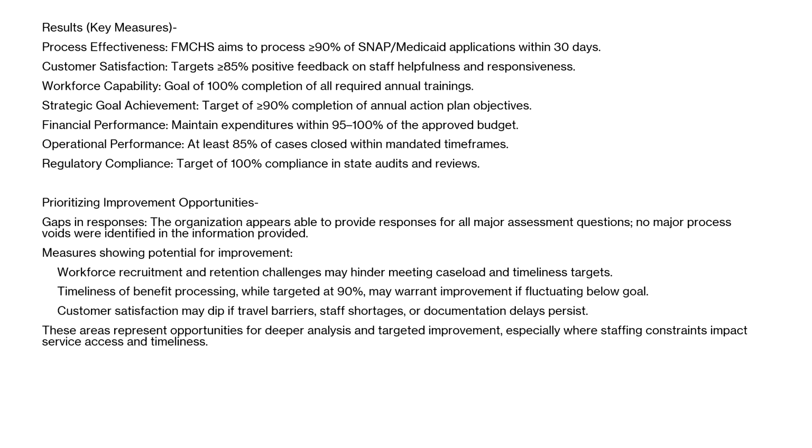FMCHS aims to process at least 90% of SNAP and Medicaid applications within 30 days, achieve 85% positive customer feedback, complete all required annual training, and maintain expenditures within budget. Opportunities for improvement include workforce recruitment and retention, timeliness of benefit processing, and customer satisfaction, especially where staffing constraints impact service access and timeliness.